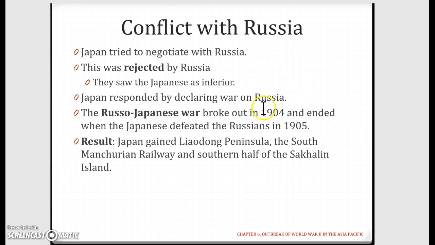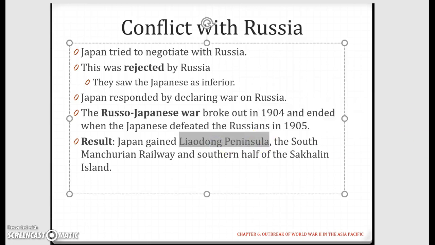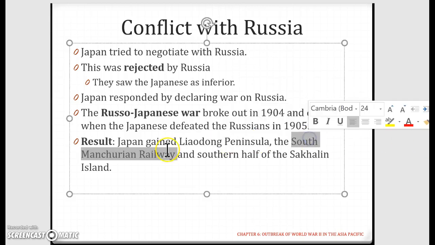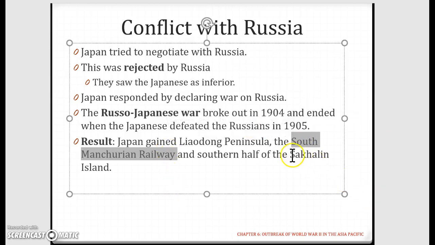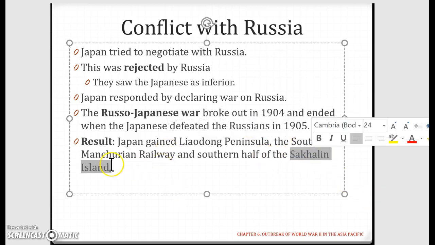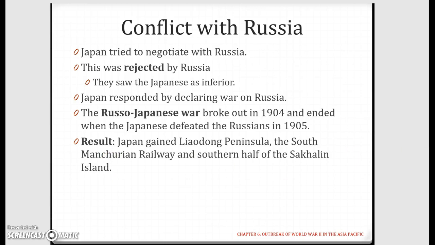So that happened in 1904 to 1905, called the Russo-Japanese War. And because of the Japanese victory, they gained this place called the Liaodong Peninsula. Again, refer to the map to see where it is. Basically influence in Manchuria. And the Sakhalin Islands, that was the one I was talking about that connects Japan and Russia together. Okay. So because Japan looks impressive now, they beat a European country, right?